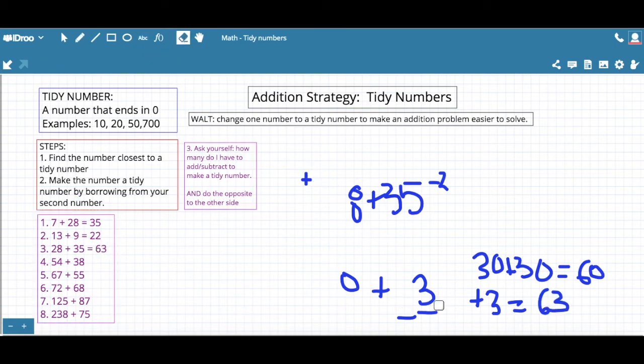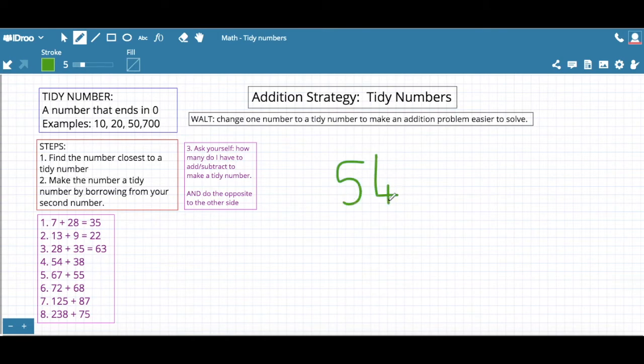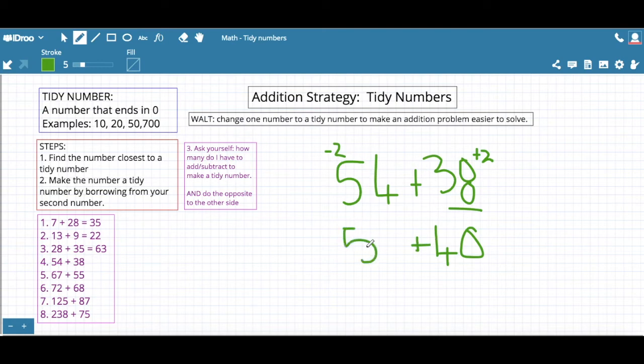Next up, first up, what number is closest to a tidy number? It is 38. How many do we have to add or subtract to make 38 a tidy number? It is 2. If we add 2 to this side, we have to take away 2 from our other side. Okay, 38 plus 2 is 40. Now, 54, take away 2 is 53.